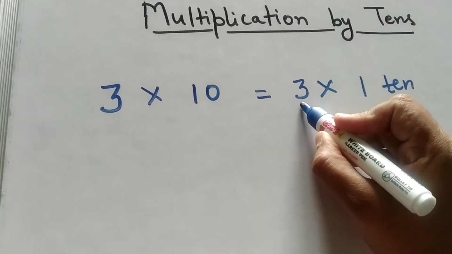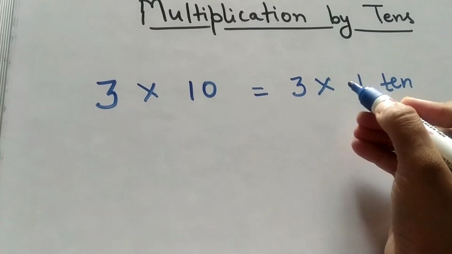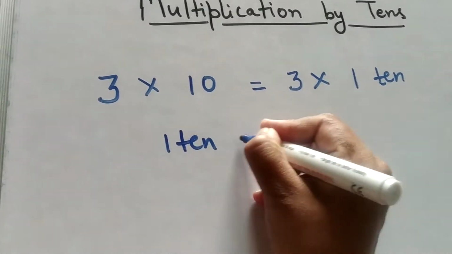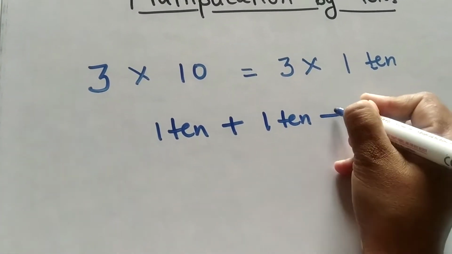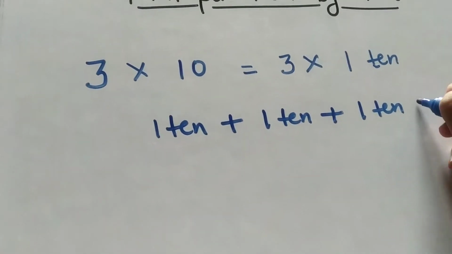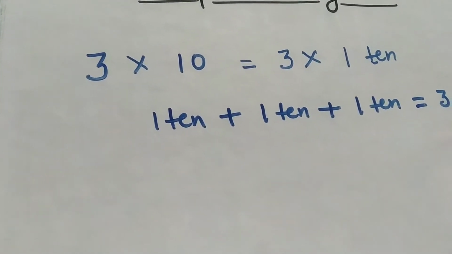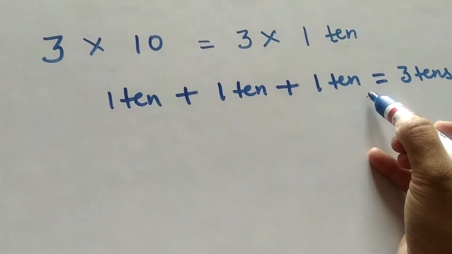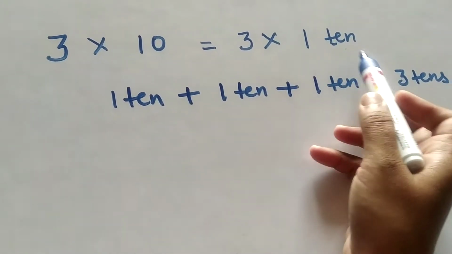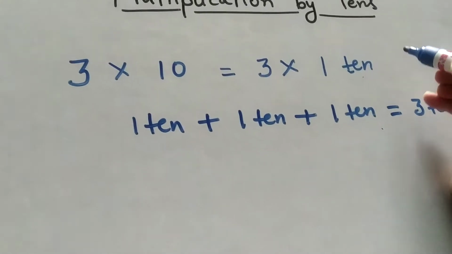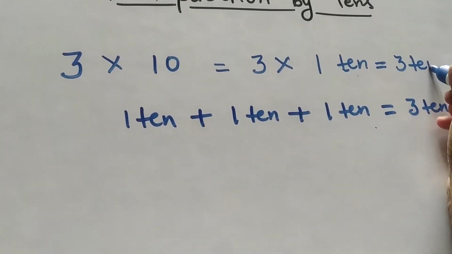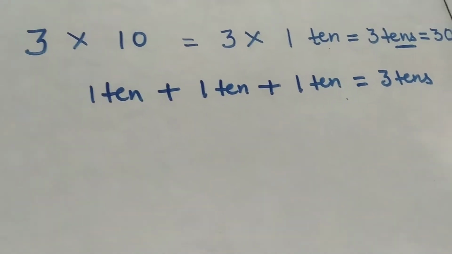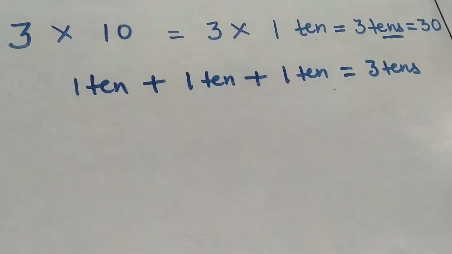So when I multiply 1 ten 3 times, it will become 1 ten plus another 1 ten plus another 1 ten. 3 times 1 ten, right? So in total I will get 3 tens. 3 times 1 ten means I am going to add 1 ten 3 times. So it will become 3 into 1 ten, that is 3 tens. So here our answer becomes 3 tens, and I can write 3 tens as 30 because we know the value of 3 tens is 30.